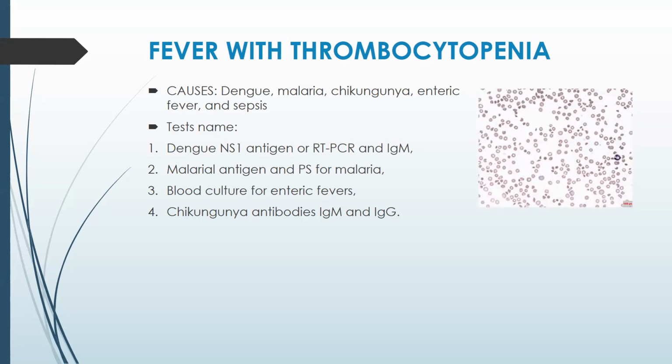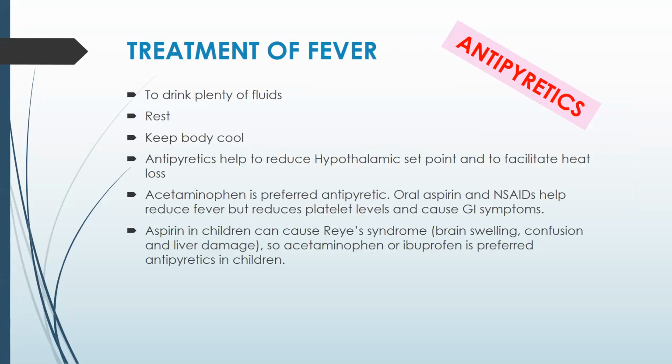To determine the cause, mainly we do a dengue NS1 antigen or RT-PCR for dengue and IgM, malarial antigen, peripheral smear for malaria, blood culture in cases of enteric fever, and chikungunya antibodies and lepto antibodies as the case may be. So what is the conventional or the allopathic line of treatment for fever?